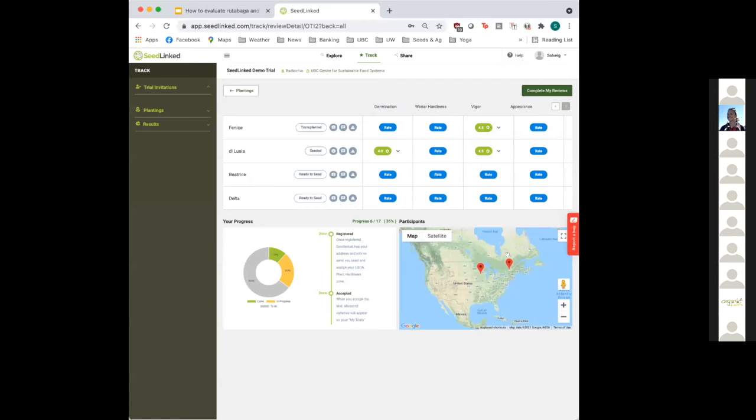You'll also see that SeedLinked has your location entered, which is interesting because I'm not there. Never mind, I'll have to think about that.